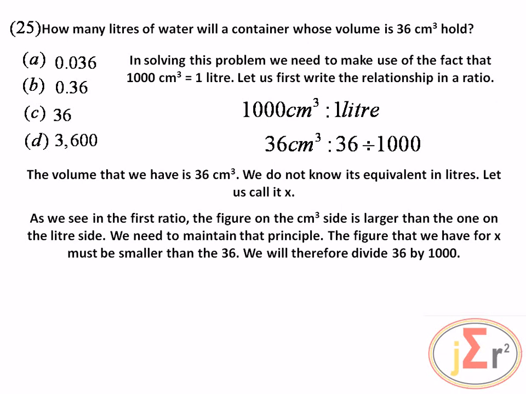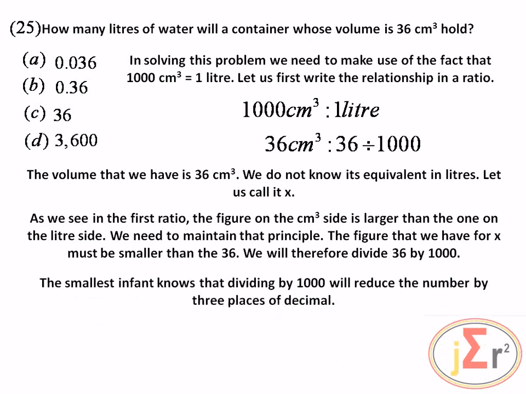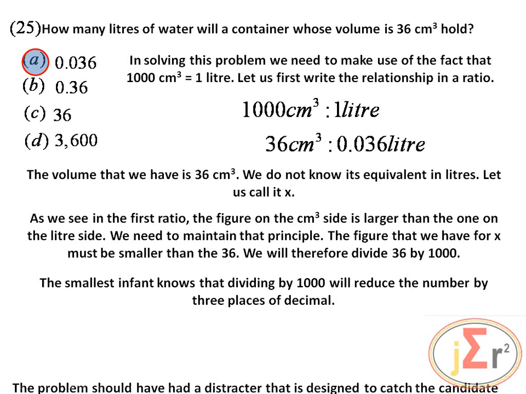Right, and by dividing by 1000, we are reducing the figure by 3 places of decimal. The smallest infant knows that dividing by 1000 is reducing the number by 3 places of decimal, and we achieve that right there. The answer is option A, 0.036 liter.